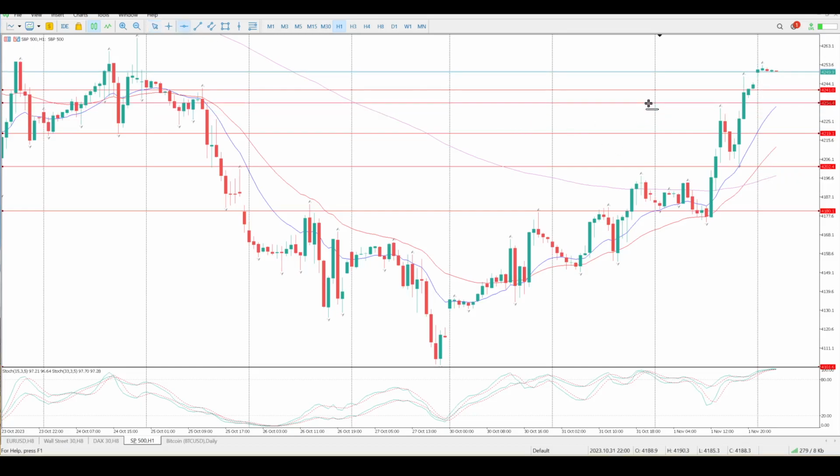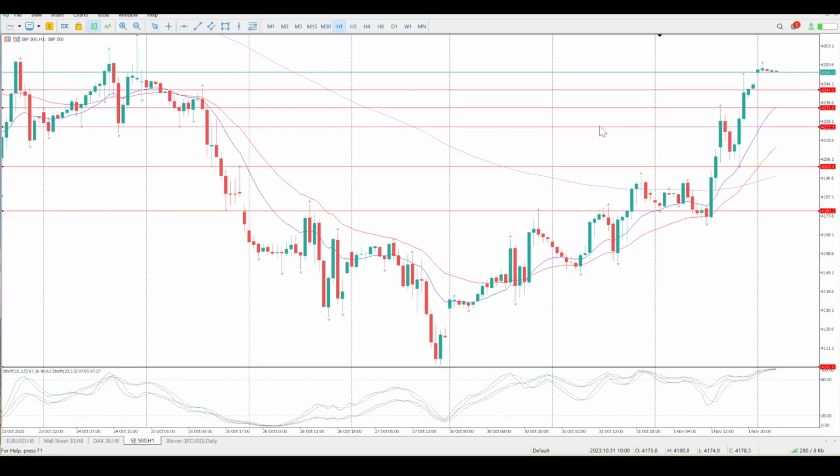One more level we need to pay attention to, and that is this one here, and then I want to fine tune this one onto this pin bar that we see here.